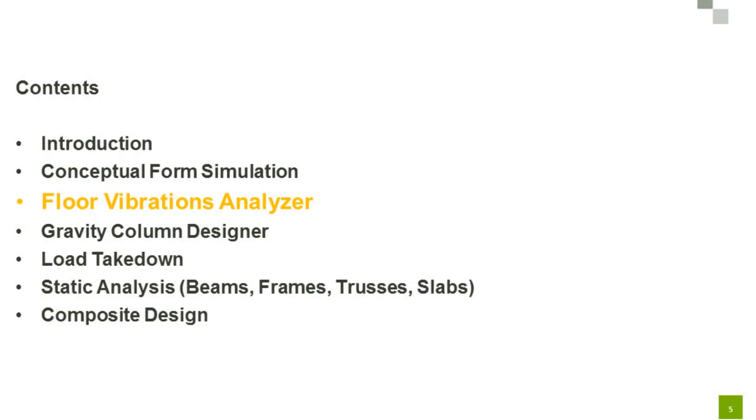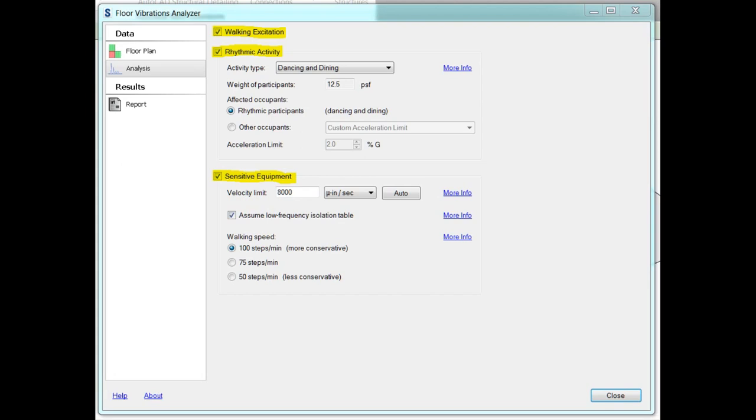Floor Vibrations Analyzer. Overview. The Floor Vibrations Analyzer for Revit is designed to analyze the vibration response of steel-framed bays for human comfort and sensitive equipment criteria. According to the AISC Steel Design Guide Series, floor vibrations due to human activity analysis of floors is performed in any of the three categories described by the AISC guide.